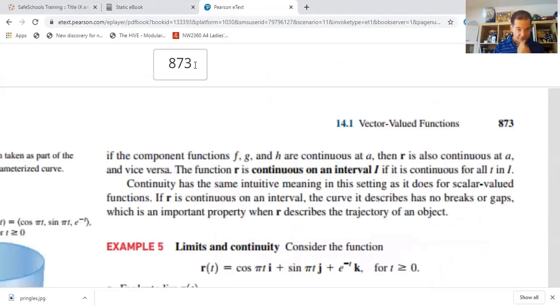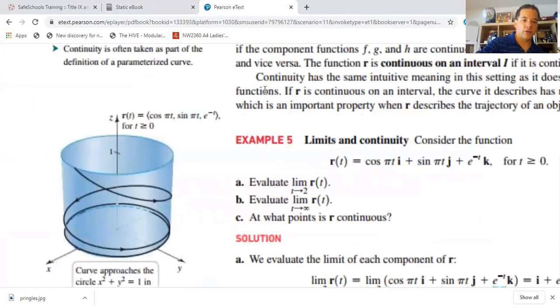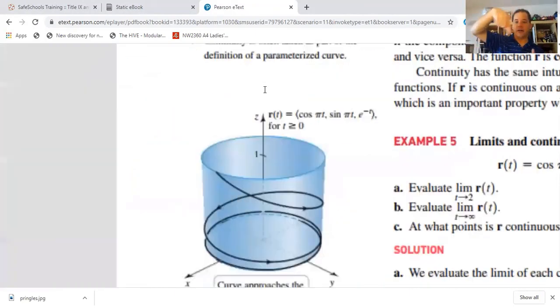And we looked at the graph of this one yesterday. Let me remind you. It looked like this, right? I like to think of it as a piece of a cable that is winding over itself, something like this. So the function is cosine pi t, sine pi t, e to the negative t, and the domain is the positive values of t. So here are a few limits that we want to do.